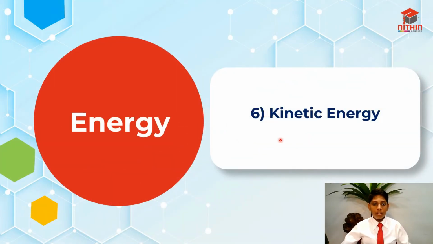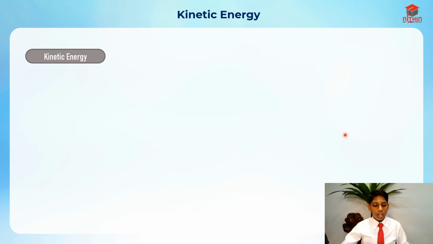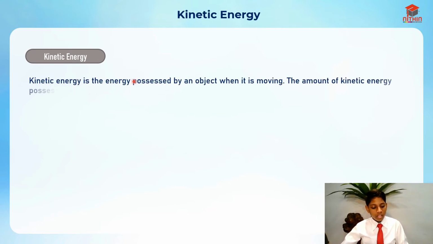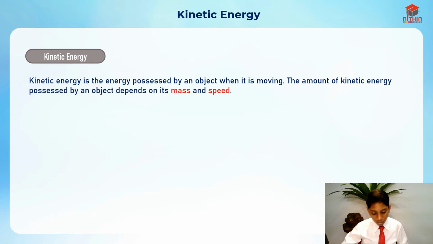For the sixth segment of this video, I'm going to go through kinetic energy. So this is kinetic energy. Kinetic energy is basically the energy possessed by an object when it is moving. For moving objects, the amount of kinetic energy possessed depends on its mass and speed. So these are the factors. Let's go through that.